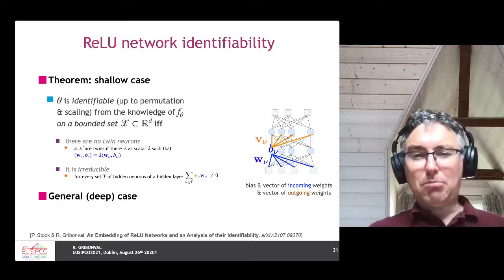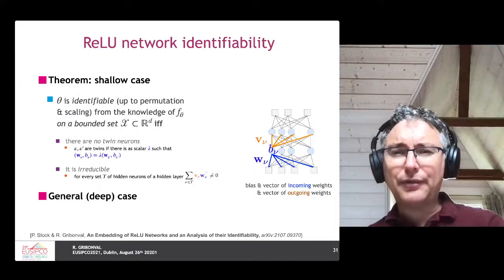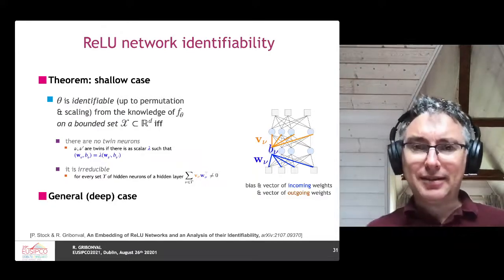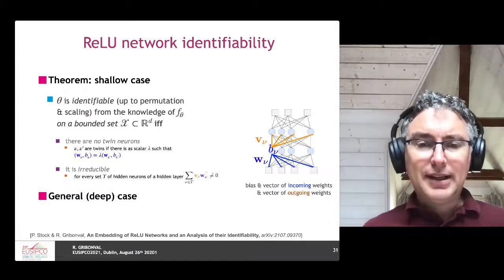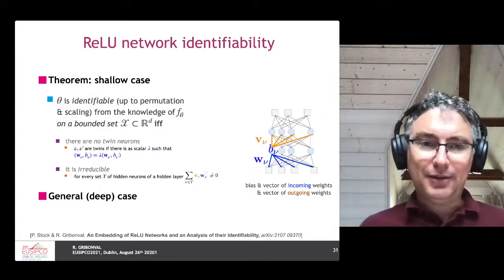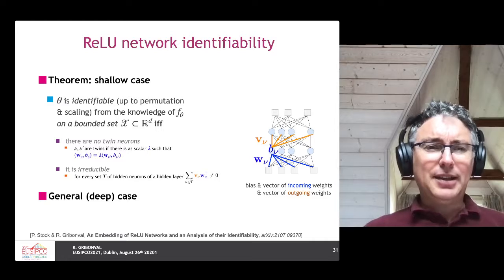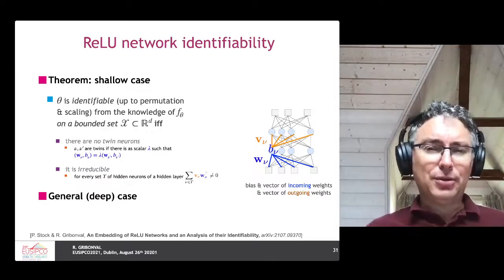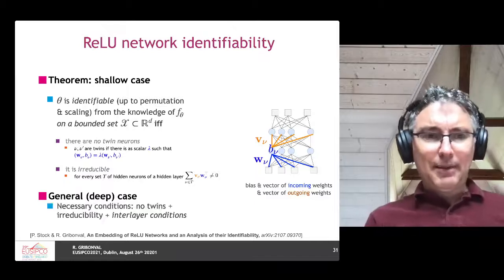And this somehow says that some rank one matrices associated to a pair of subsequent layers have a sort of linear independence property. But okay, we called it irreducibility. If your network's parameter is identifiable, then there are no twin neurons and it's irreducible, and the converse is true. Now, in the general deep case, what happens?